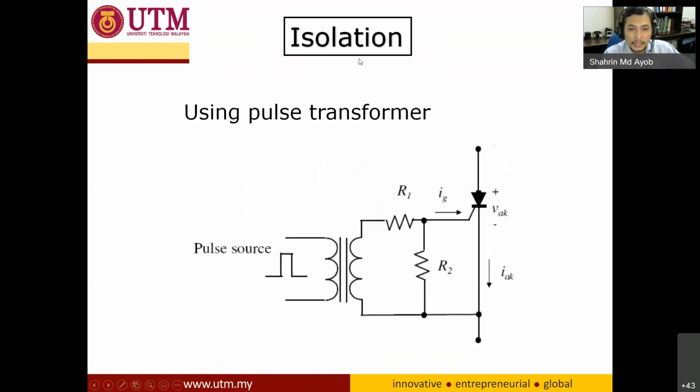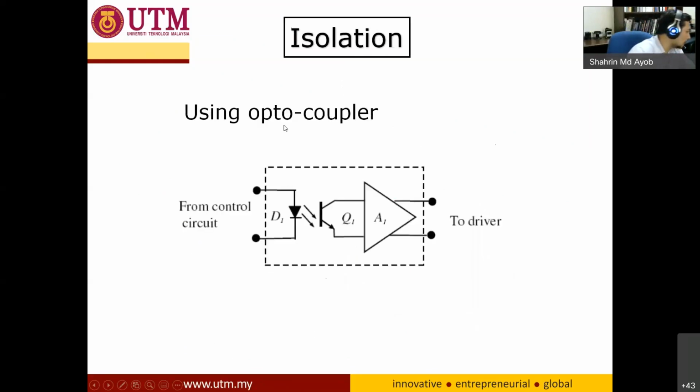And then this is the isolation that I talked about, using the high frequency transformer, which I have already shown you. The transformer will provide the isolation. Rather than using the transformer, you can also use an optocoupler, which is also an isolator.